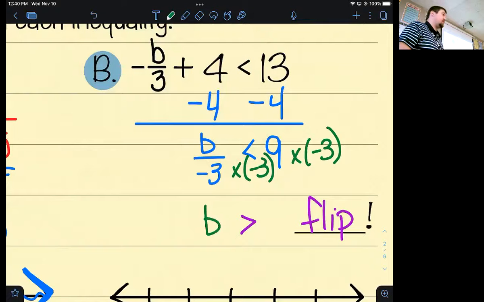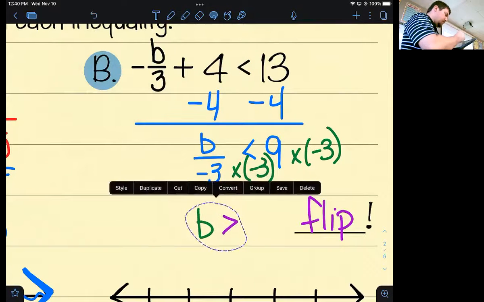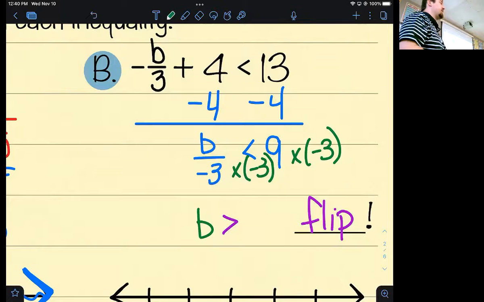Use your calculator if you need to. I don't know if you'll want your calculator, but you have the option to continue using calculators on any of the notes, homework, quizzes, tests. What do you get, Natalie? 9 times 3.